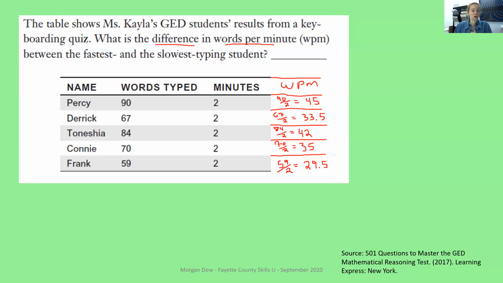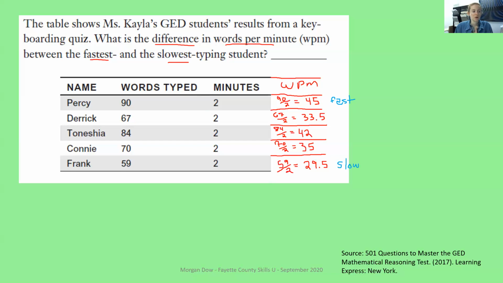Now let's return to our question. We want to know what's the difference between the fastest and the slowest. So first we need to figure out who's the fastest and who's the slowest. Looking at my speeds here, 45, 33.5, 42, 35, 29.5. So I can see that Percy was the fastest. And I can see that Frank was the slowest.